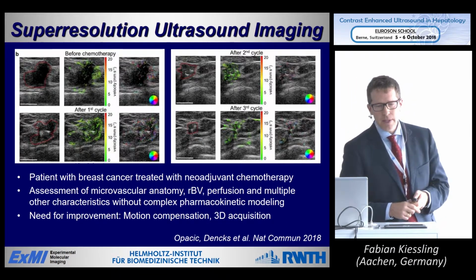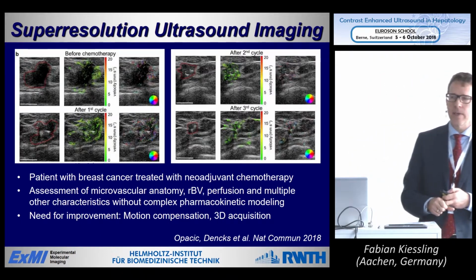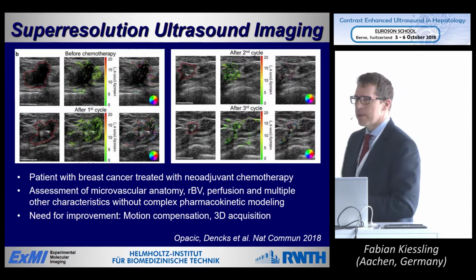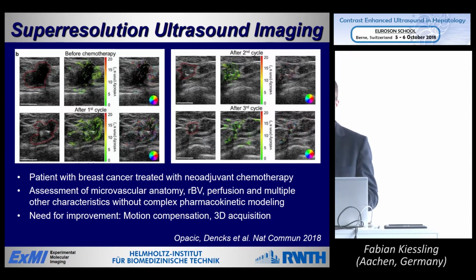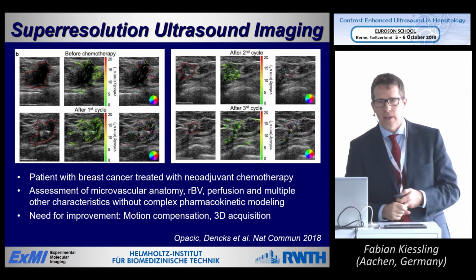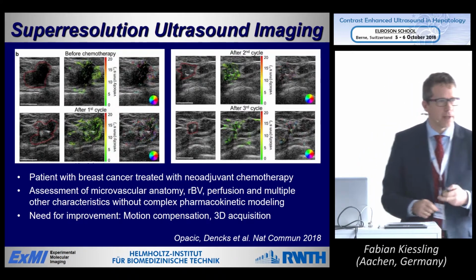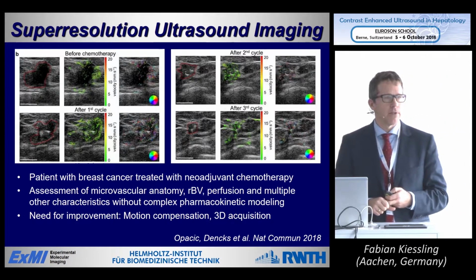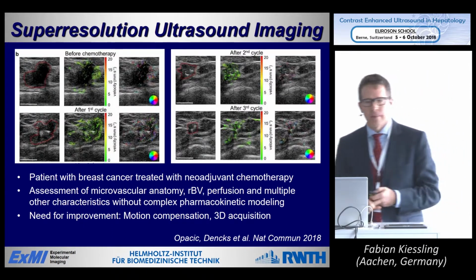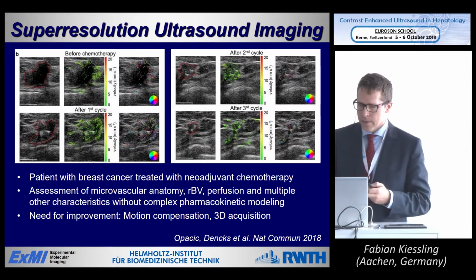I have to admit that we still suffer from severe problems that are related to motion. Particularly, the in-plane motion can be quite easily corrected, but the out-of-plane motion really is a big problem for super-resolution ultrasound imaging. And I fully agree with you, Peter, that we really need 3D transducers, and they would tremendously help us to bring these technologies more reliably to the clinics.